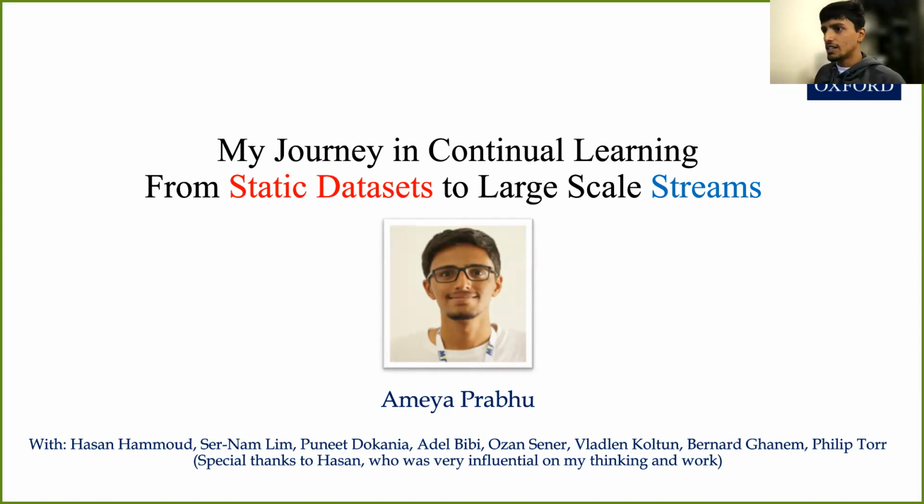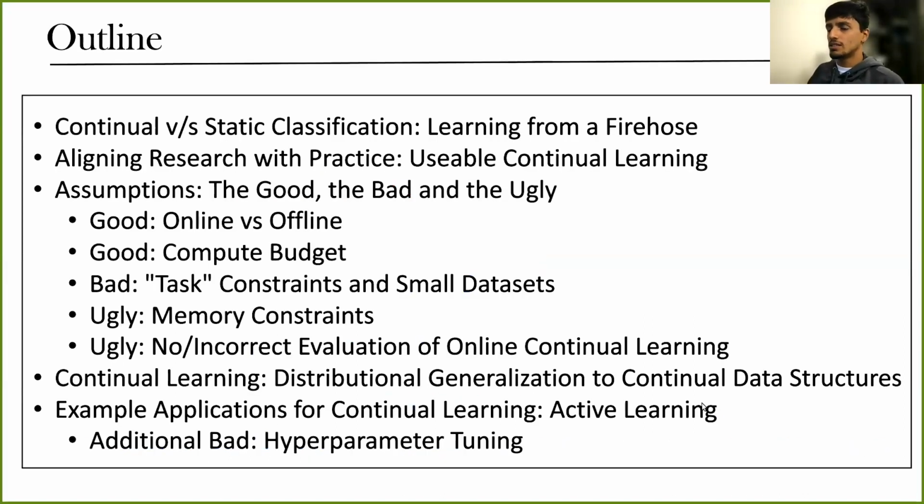Firstly, as a brief outline to the talk, first I'll discuss what is continual versus static classification. I'll align what we do in research with what happens in practice, like what do I think will be usable continual learning. I'll go to some assumptions because mainly the gap is in assumptions, in my view. Then I'll just show some interesting directions I've seen, and this is going to be the outline. Let's get into it.